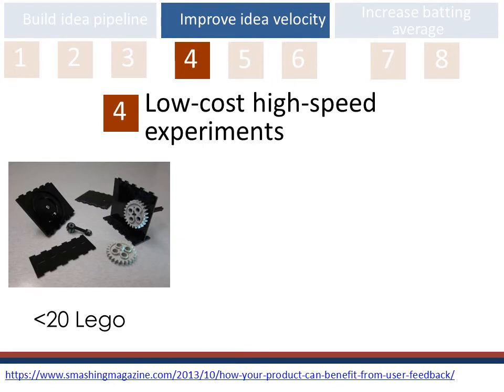Step 4 is low cost, high speed experimentation. Let's look at an example of a person who was trying to build a watch for the blind. He decided to use ball bearings for shorthand and longhand. His first prototype was built in, guess how many days? Less than a day, using less than 20 Lego pieces.